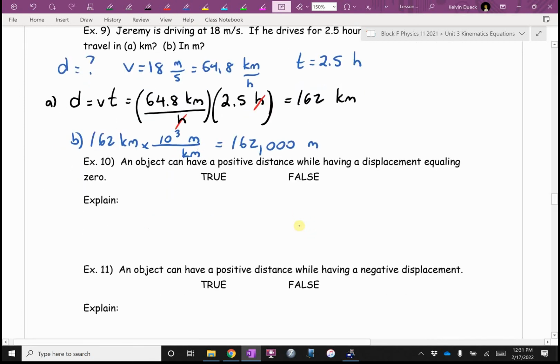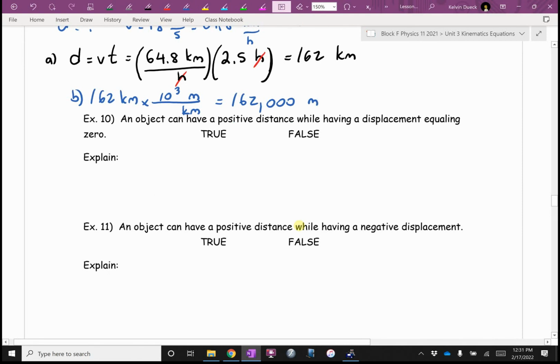Have a little thought puzzle here. It says this: an object can have a positive distance while having a displacement equaling 0. True or false? You're going to find in physics, I'll be giving you a lot of thought puzzles, probably about 300 or 400 before the year is over. In fact, when we get to forces, every time you walk into the room, there will be a little thought puzzle for you to ponder.